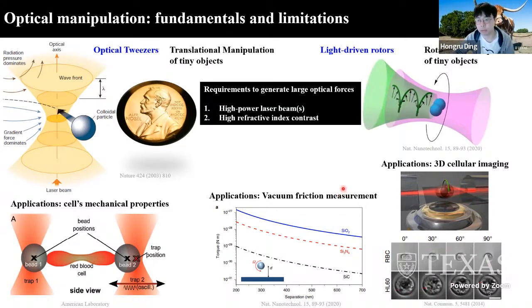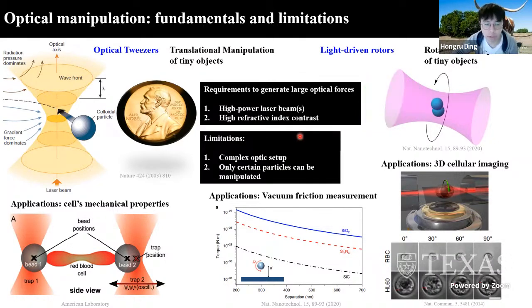Although there are so many very important applications of those two optical manipulation techniques, there are still two requirements to generate large optical force. First, we need a high power laser beam. Secondly, the refractive index of the particle and the surrounding medium has to be quite different. Those two requirements further limit the application of the optical manipulation techniques. We have to use a complex optical setup, and only certain particles can be manipulated.